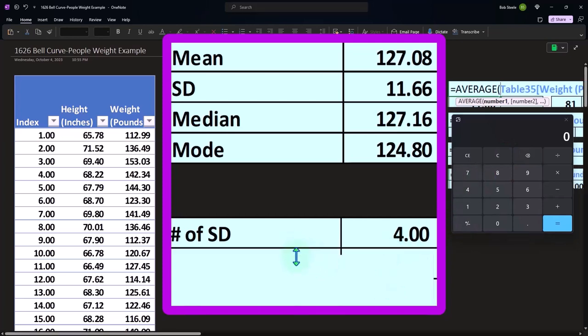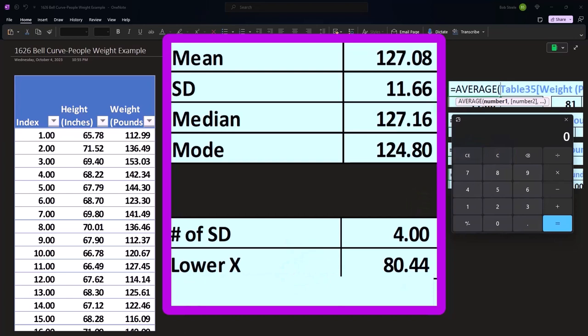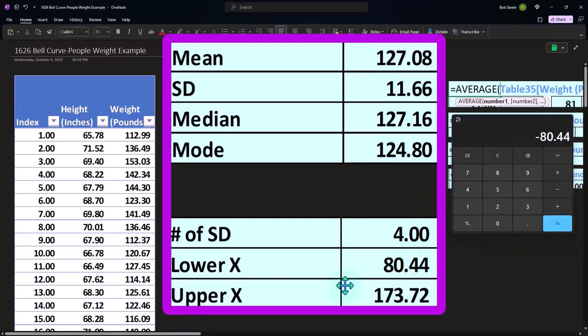So the lower bit then is going to be the standard deviation of 11.66 times 4 standard deviations, 46.64, minus the mean. So I'm going to say minus 127.08, and that gives us our 80.44. So I don't need to go down to 0 pounds. I can go down to 80. There are not many people that are 80 pounds.